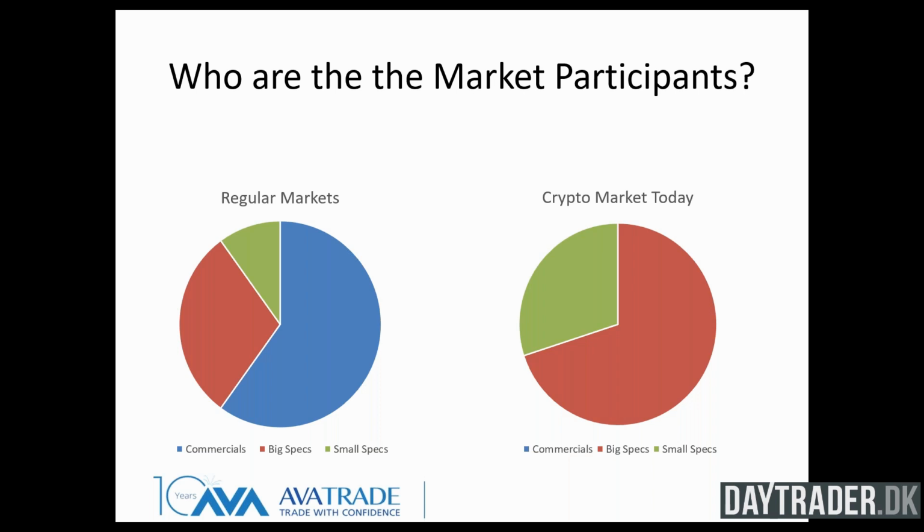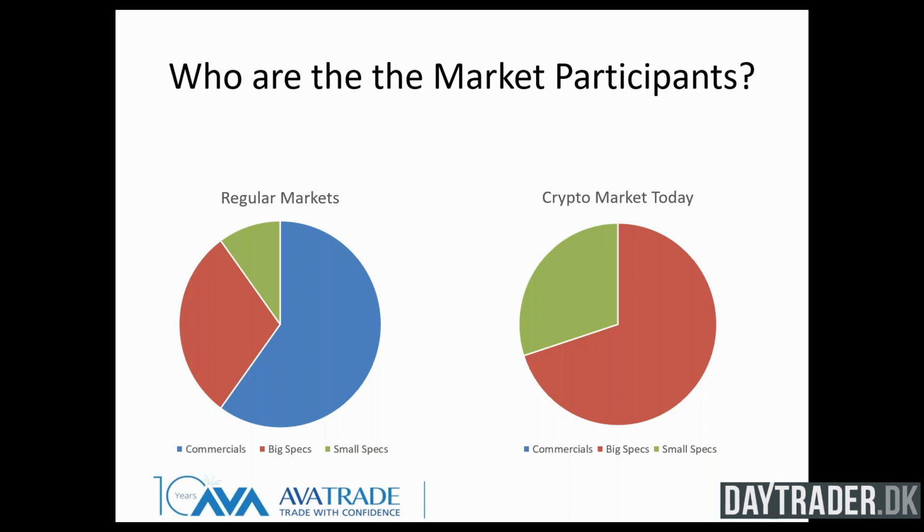So if they buy or sell oil, they buy or sell oil because they need oil or they produce oil and they sell it. This is normally 60% of the market, the trade. Then we have around 35% of big specs. Those are hedge funds, mutual funds, professional traders. They're about 30% or 35%, and only 5% are small specs.